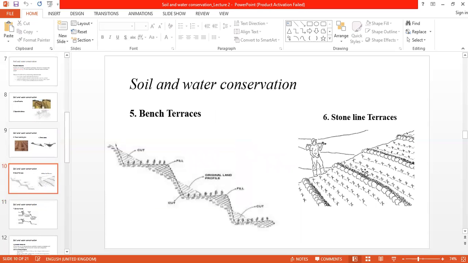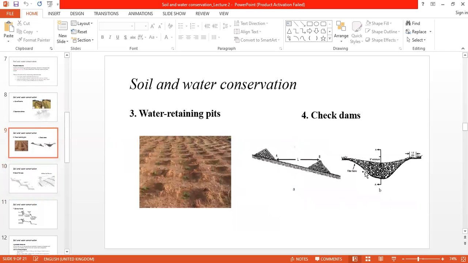Then we have bench terraces. Basically, with these ones you want to reduce the slope. Just a comment on the check dams.